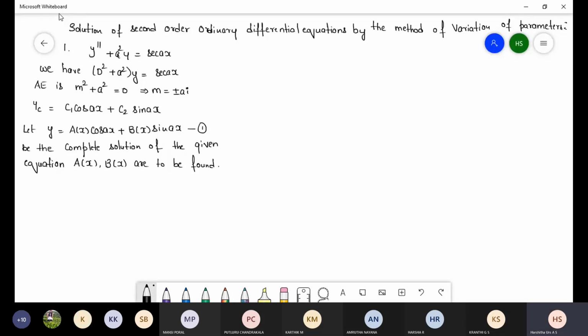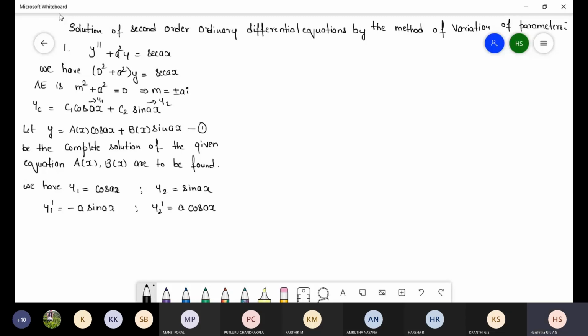Now, in the above yc, we have y1 is equal to cos ax. This is our y1 and this is our y2. y1 is equal to cos ax, y2 is equal to sin ax. Now find the differentiation. y1 dash is equal to minus a sin ax, y2 dash is equal to a into cos ax.